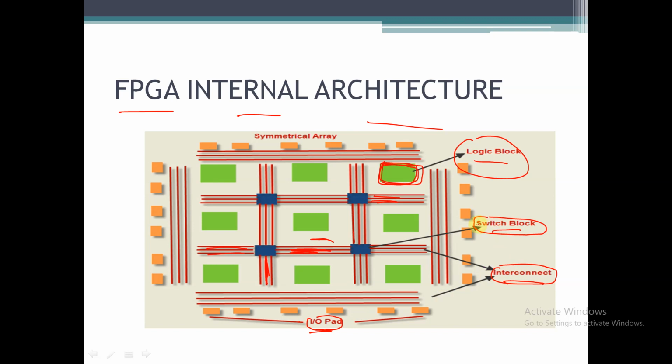When you program an FPGA, the EDA tool will automatically decide which CLB should be connected to another CLB. For example, suppose this is CLB 3 and this is CLB 5, and 3 and 5 should be connected. Then this switch block will be programmed such that the 3 and 5 path will be selected. When we program the FPGA, this path will be programmed and connected. And if we erase the program, then this path connection will be removed.